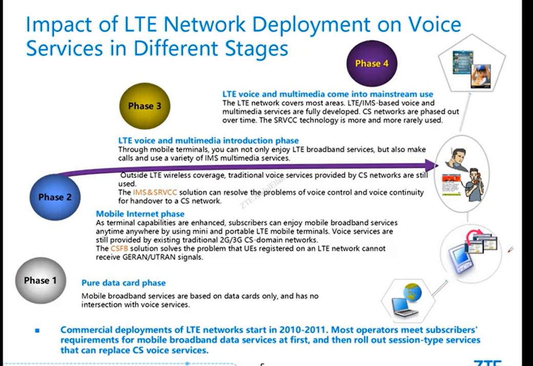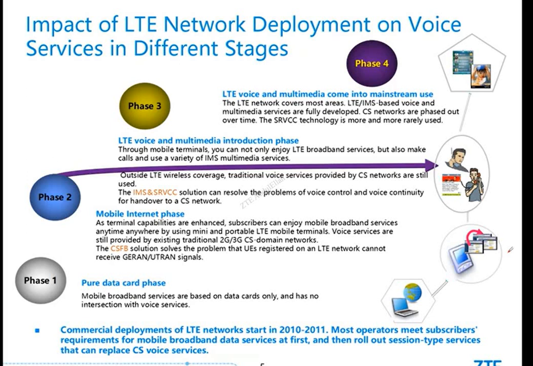Okay, in phase 2, we can see this is the mobile internet phase. So in this phase, we have CS fallback solution. That means the terminals can support PS and CS, but cannot support PS and CS together. That means if the user wants to make voice services, they need to fall back to the 2G and the 3G network.